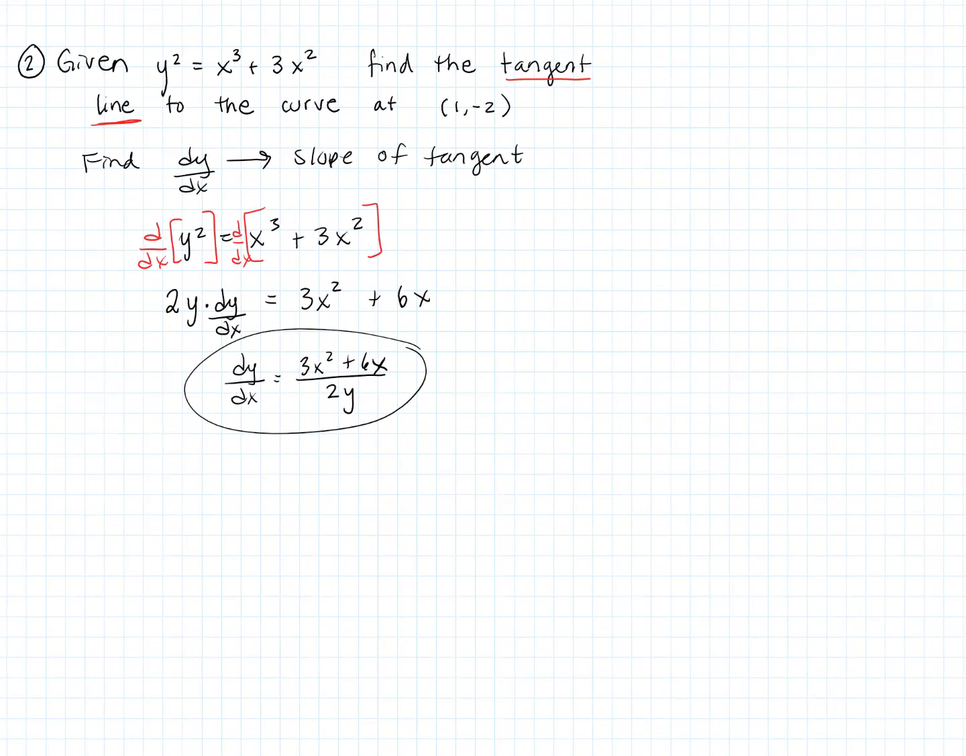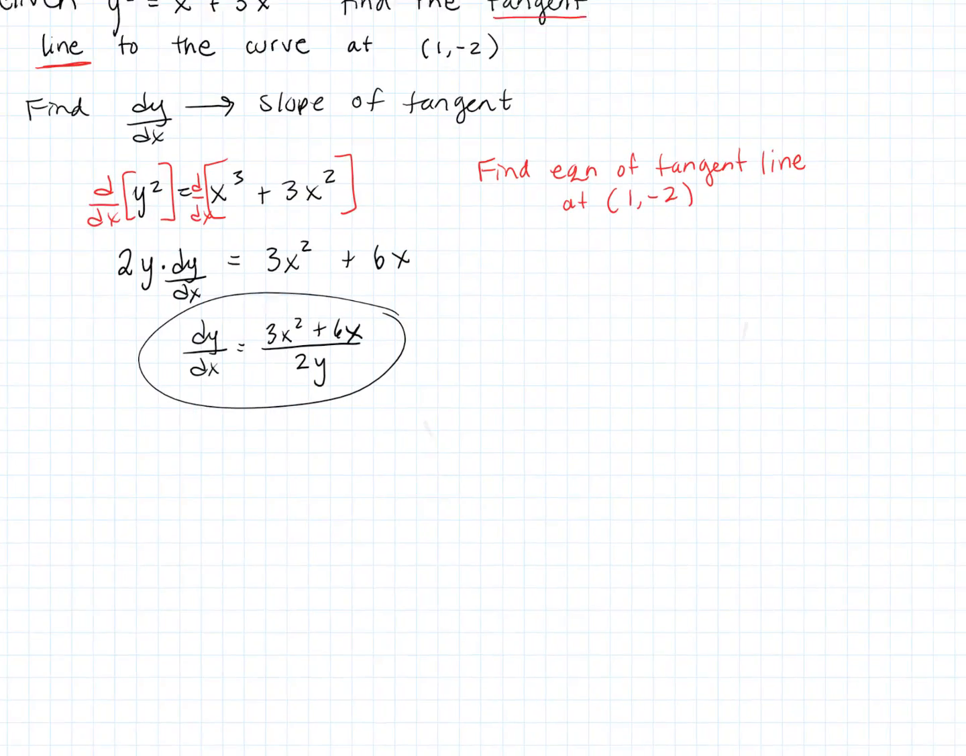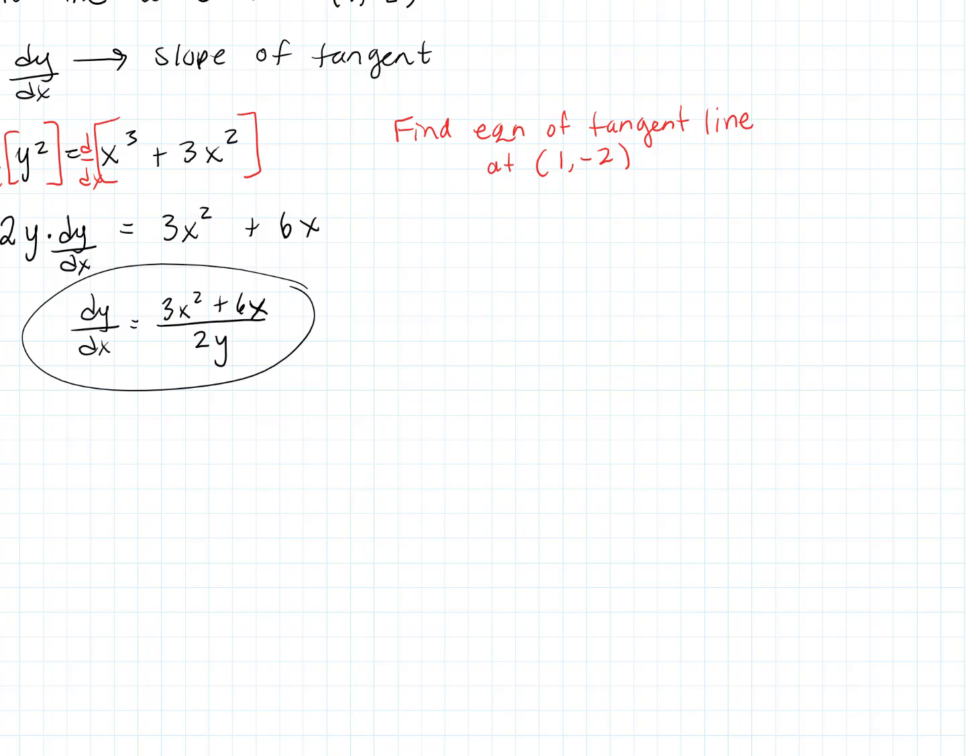And so there's my derivative, and now I can use my derivative to find the slope of the tangent line and then take it further to find the equation of the tangent line. So now let's find the equation of the tangent line at (1, -2). So the first thing we need to do is find the slope, and so the slope of the tangent line is going to be dy dx evaluated at not just an x value, but evaluated at the ordered pair (1, -2).